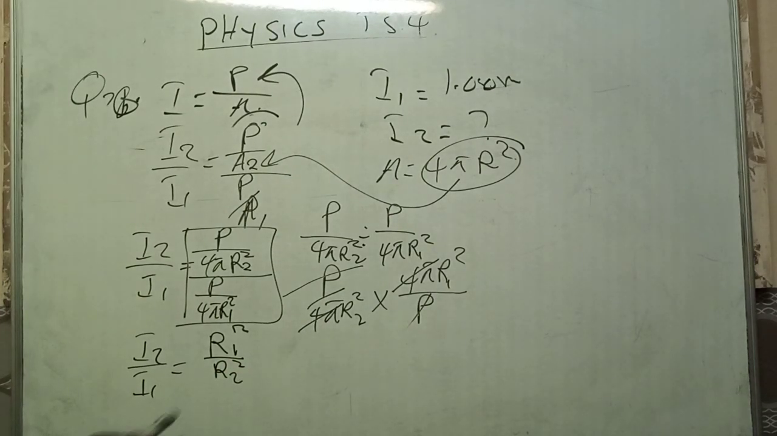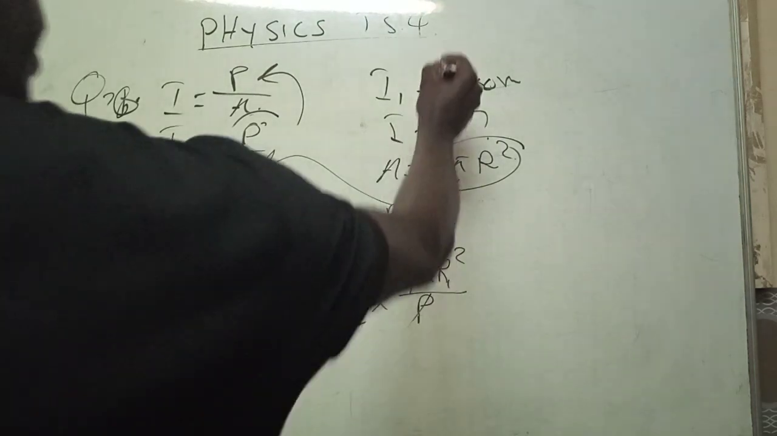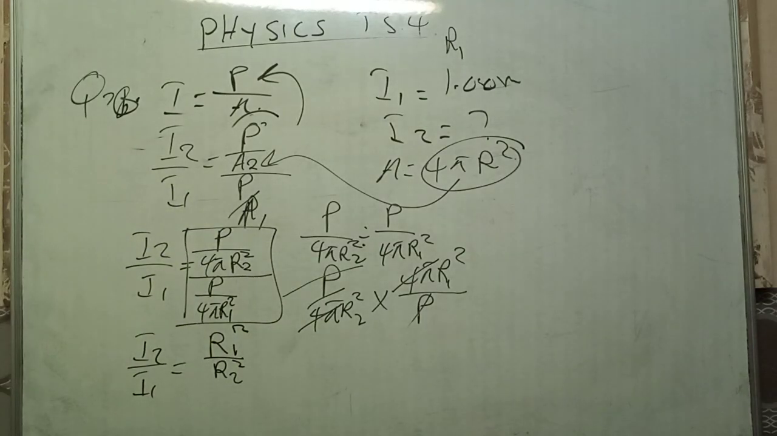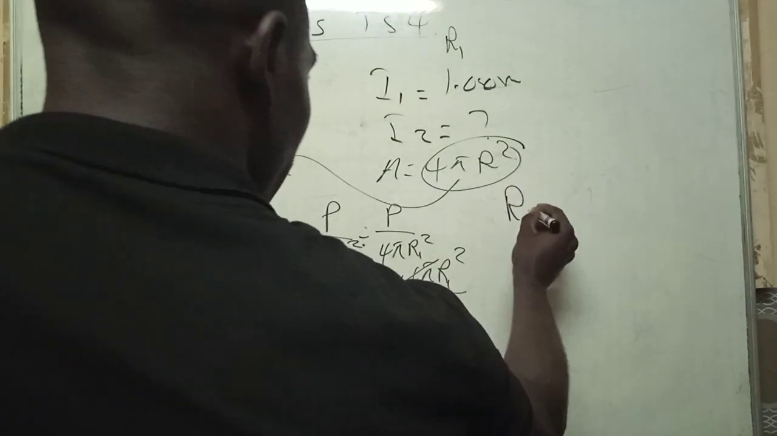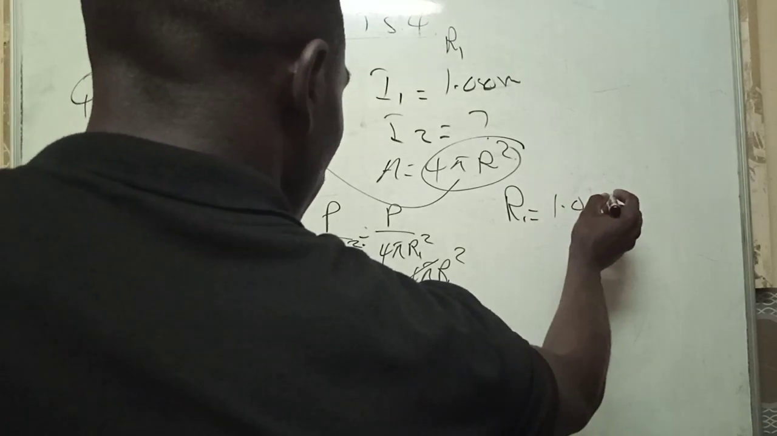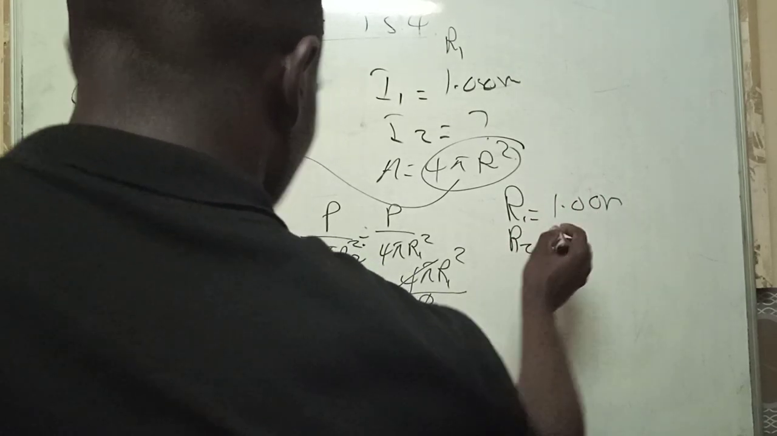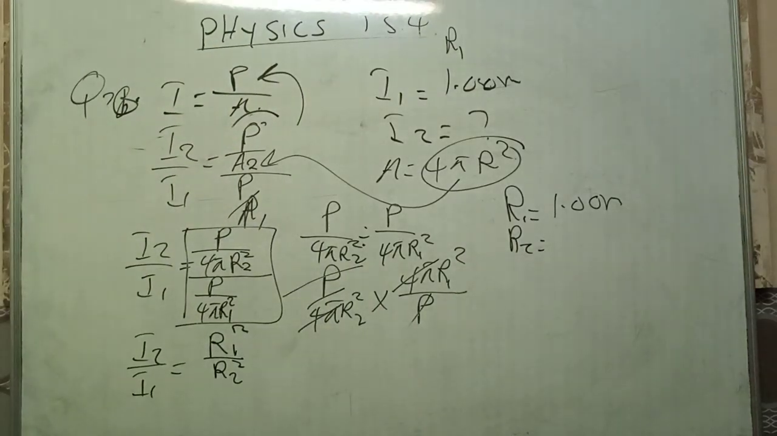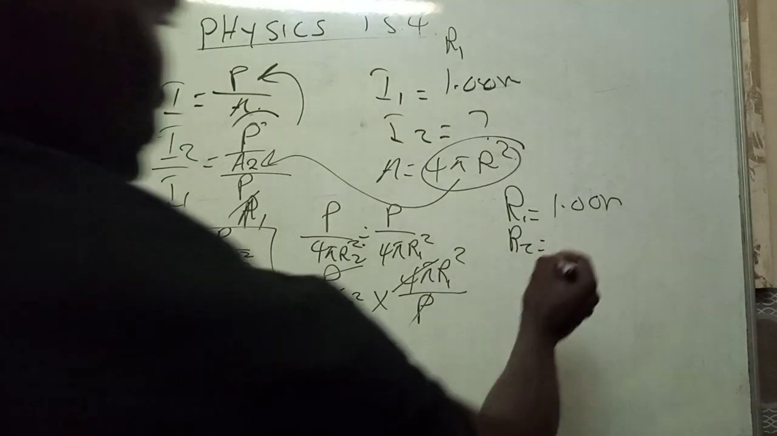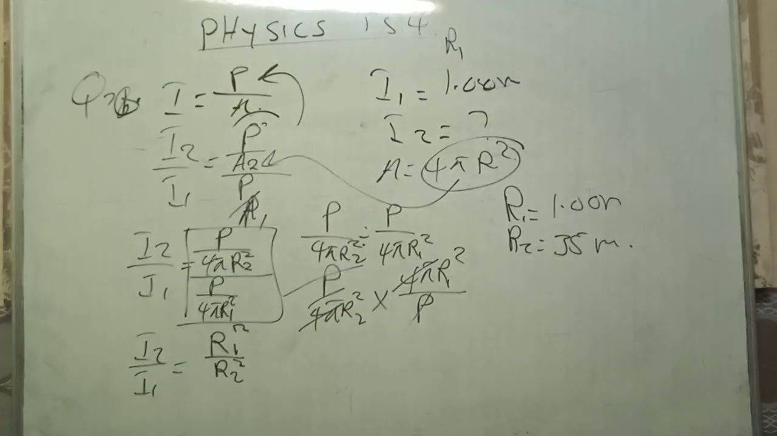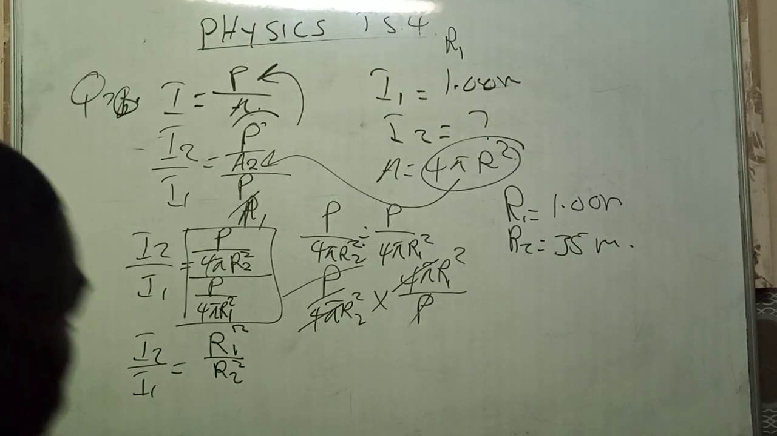So I have my R's. I have my R1 as 1.00 meters. R2 has been given as 35 meters. My goal is to calculate the intensity 2.